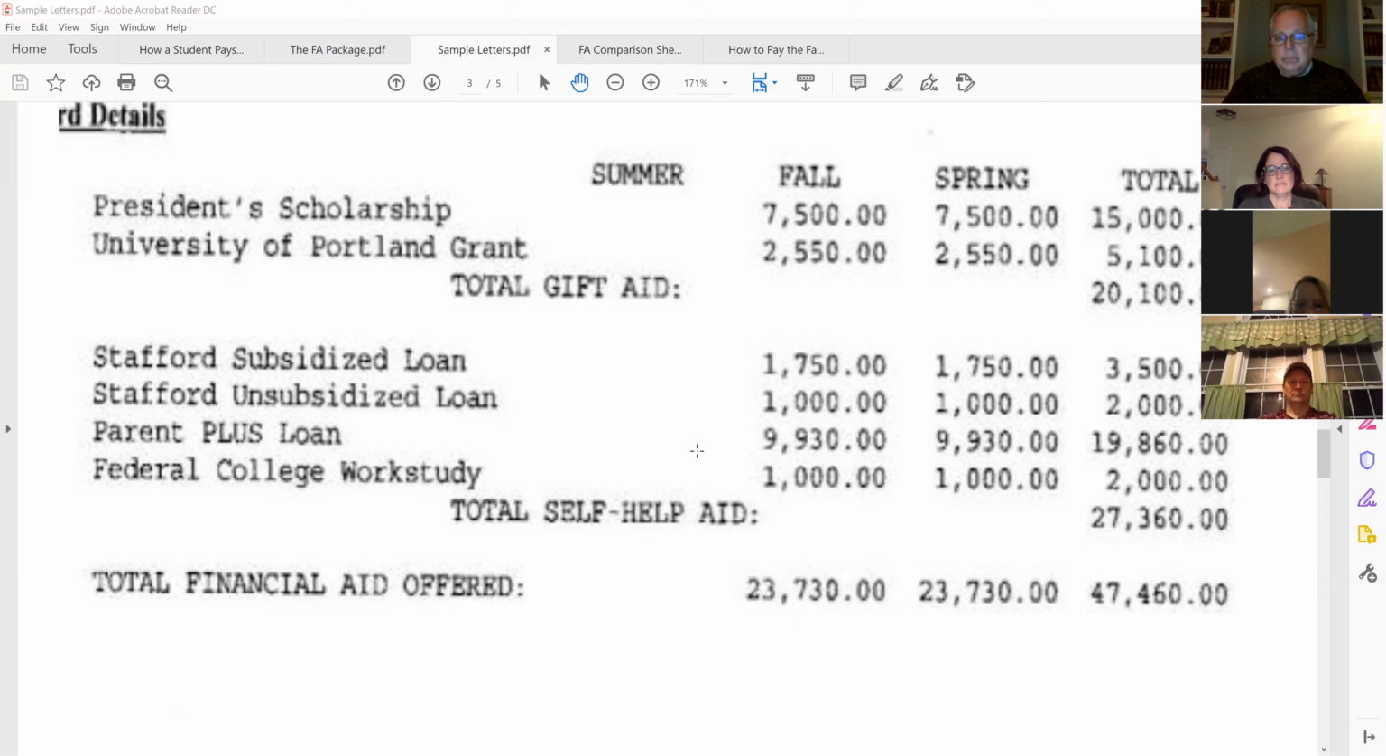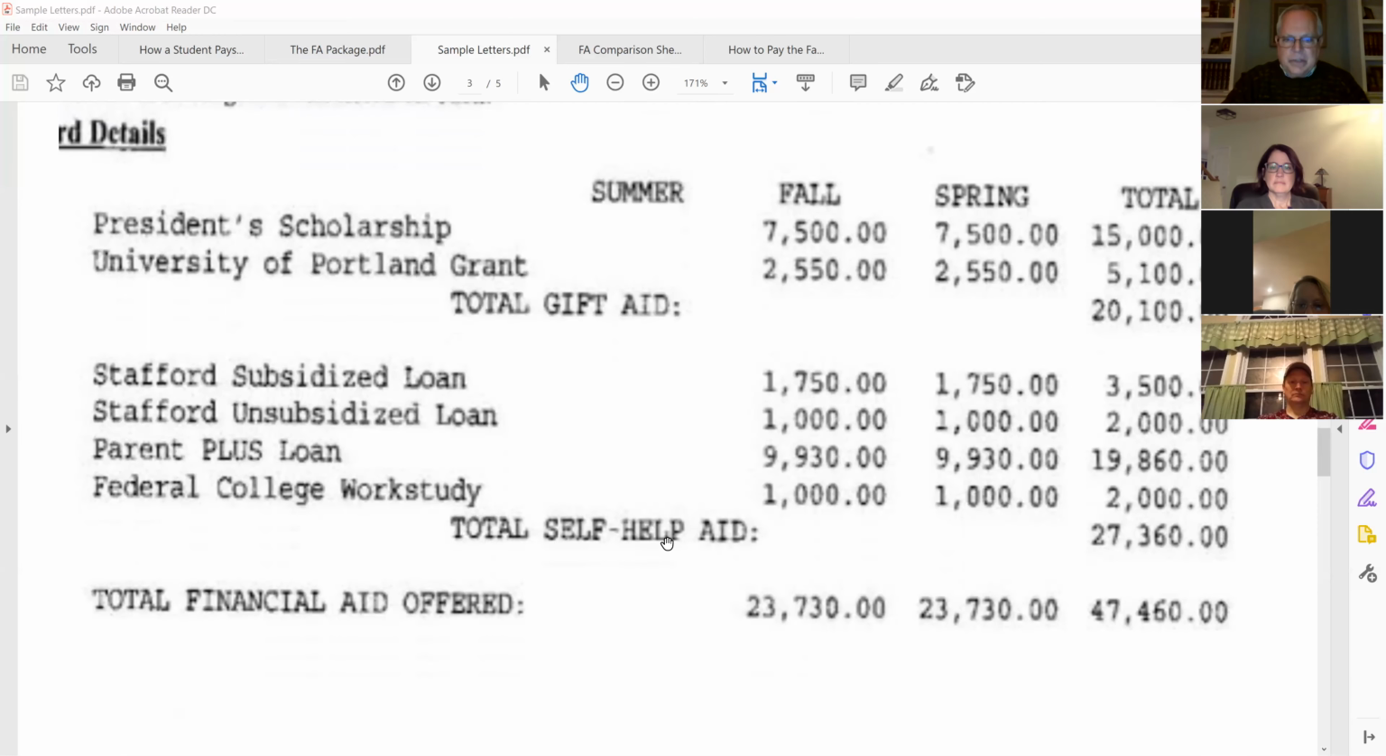So self-help is a term that is used when we talk about loans and work study, because you have to pay it back or you have to earn it, right? Gift aid, that's the free stuff, right? So the student got a President's Scholarship, obviously merit driven, $15,000 a year. And then they gave her a Portland grant. It's probably maybe a need-based grant because of the name of the grant. So a very simple display, and pretty easy to understand.